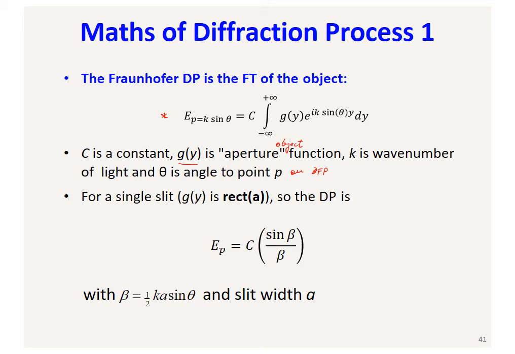If, for example, our object is a single slit of width a, so we can write our object as rect(y/a), it means that the diffraction pattern is given by sinc(beta), where beta is half k a sine theta.